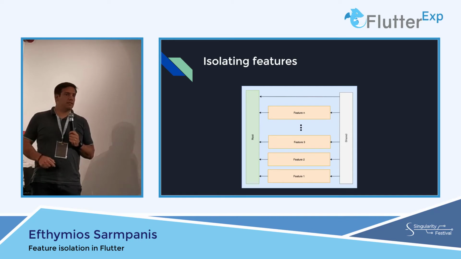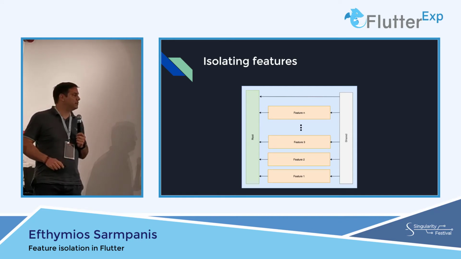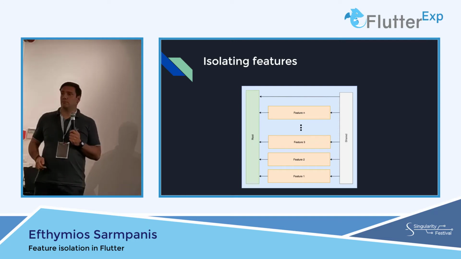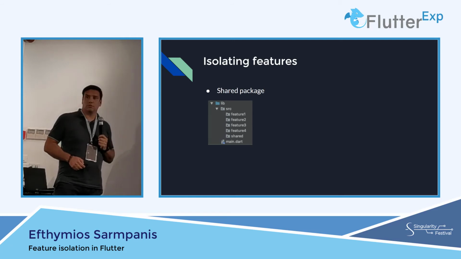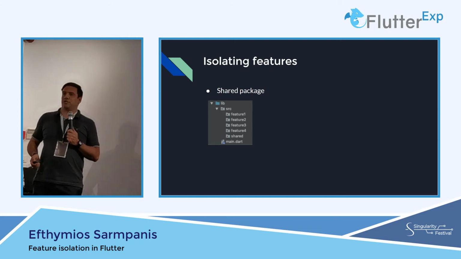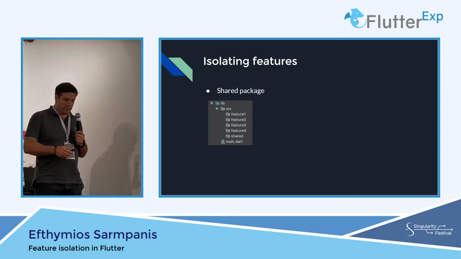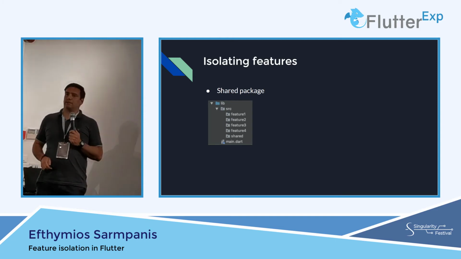Basically what I just said can be summed up into this diagram. We have the root that knows all of the features past the shared one. We have a shared one, and features know only the shared one, and the features expose their components through a common interface to root. So, shared packages. Solved. Just put a shared package there, put your common code there, and features can just use that and be DRY.